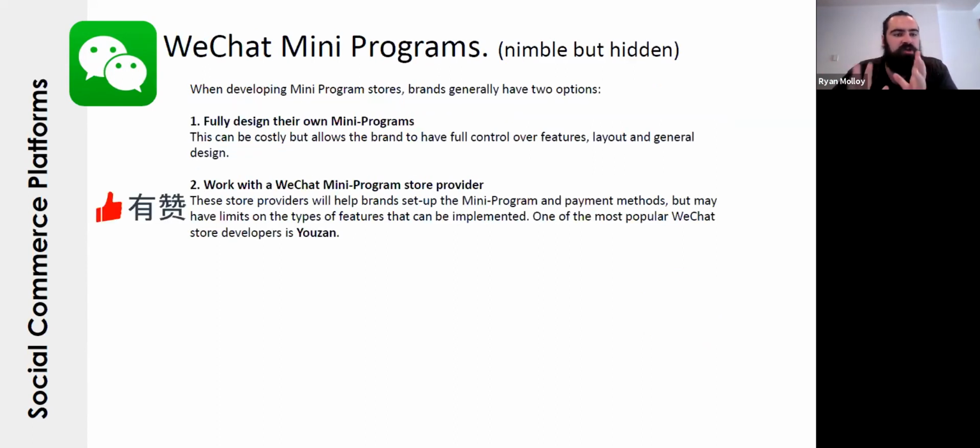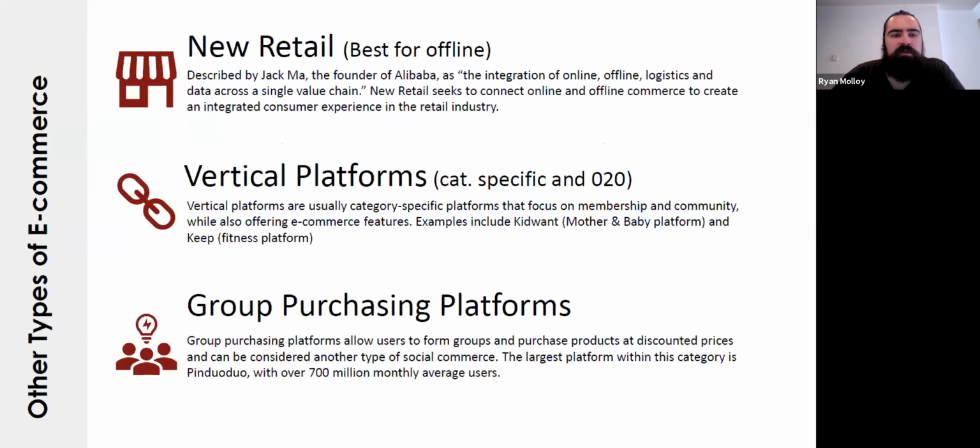And then you've really got two choices when you're looking at a WeChat mini program. And as I mentioned here, they're nimble but hidden, right? That's the major thing with them. You can either fully design your own mini program, which means you own it completely, but that can be quite expensive, or you can work with a provider like Youzan. There's about 3 or 4 major providers, Youzan being the biggest, and essentially they have a SaaS model where you can rent it. And I think the annual fee is about 7,000 RMB, so it's not too much.